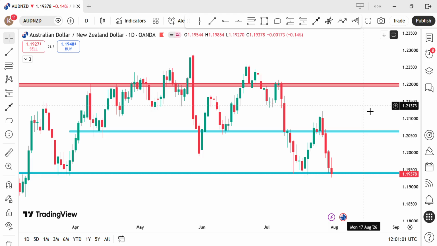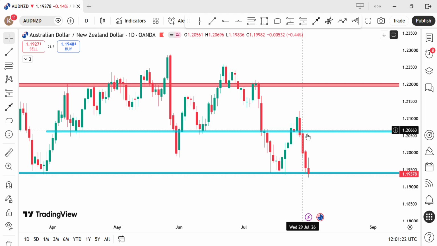But surprisingly, the following day we had a bullish engulfing candle that closed above the resistance level. So does that mean that this level has been validated? Not yet, because markets can create false breakouts.